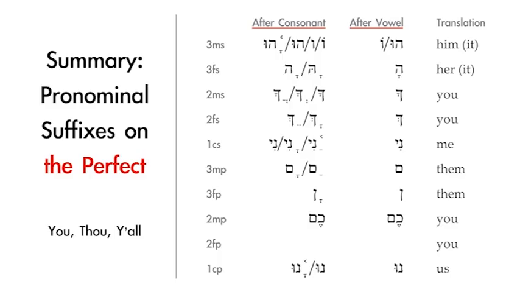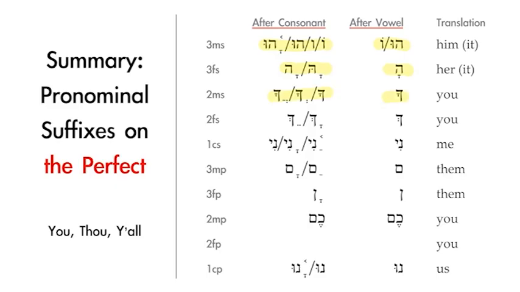Now, what's important to observe in this summary chart are the similarities in forms. In the 3MS category, observe that there's always a vav or a hey in each form, both after the consonant or after the vowel. It does appear like there's a lot there, but there's more similarity than difference. In the 3FS category, there's always the form of a qamets and a hey, either qamets hey or hey qamets. But again, the similarity should be enough to give you the proper identification.